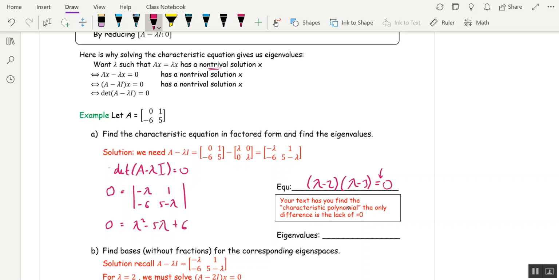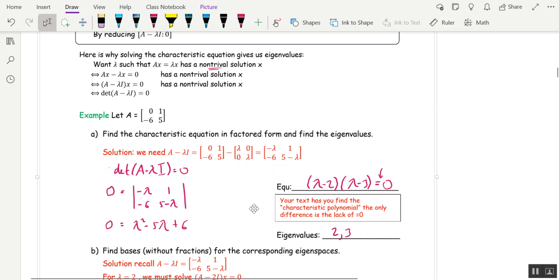So important. In your textbook, in your homework on MyMathLab, they're going to just have you find the characteristic polynomial. So they'll have you write down lambda squared minus 5 lambda plus 6, but you won't have equals 0. For me, you got to have the equal 0 because that's how you get the eigenvalues, 2 and 3. You set that equal to 0.